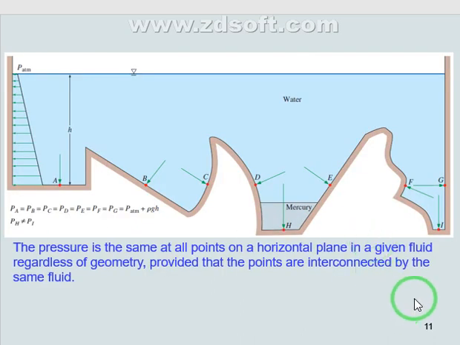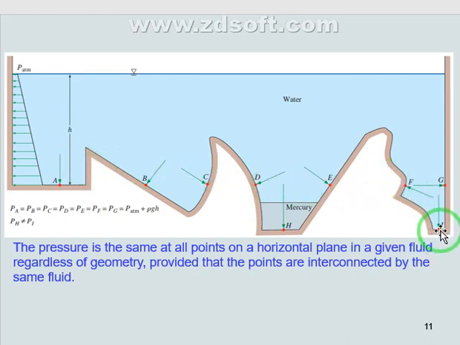Now look at this figure. You see we have many points. We have A, B, C, D, E, etc. You will see that all of these points have the same depth H. So the pressure over them is the same.